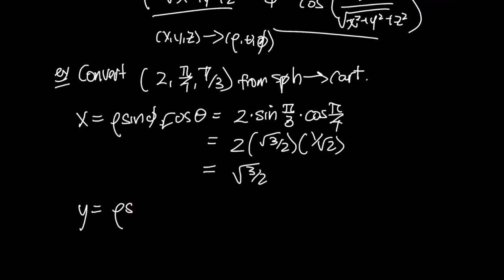y will be rho sine phi sine theta, which in this particular problem is going to end up giving us exactly the same value. So we'll get a root 3 over 2.